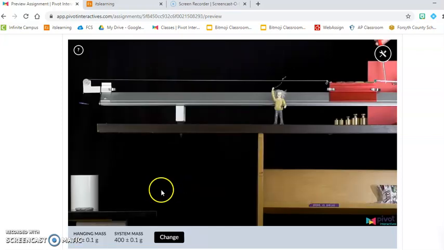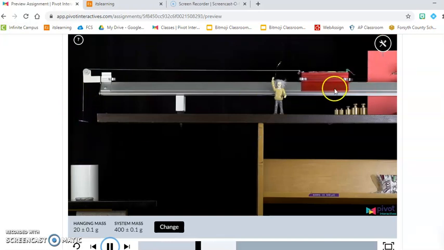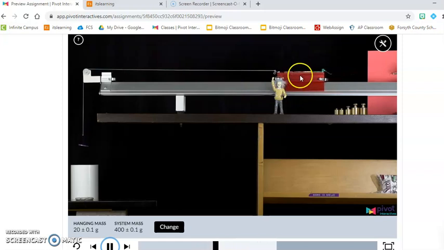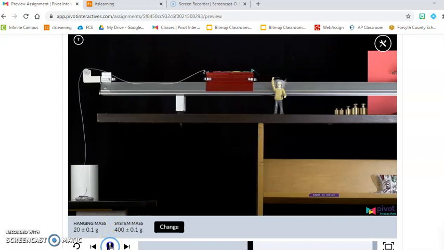Load, okay. And then when I press play, the hanging mass will fall to the ground. So the hanging mass is falling to the ground, and the glider is moving to the left, okay? So the glider and the hanging mass have the same acceleration because they're moving together as a system.